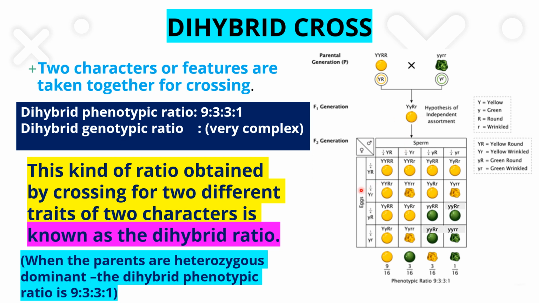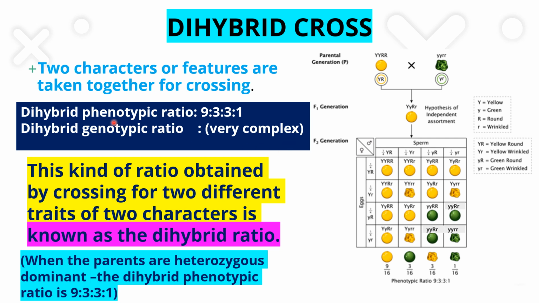Then in F2 generation, the phenotypic ratio will be 9:3:3:1. Remember, when this phenotypic ratio is 9:3:3:1 in a dihybrid cross, the parents will be heterozygous dominant. Very important, parents will be heterozygous dominant. Only in a dihybrid cross, the phenotypic ratio will be 9:3:3:1. The genotypic ratio of a dihybrid cross is very complex. You don't need to learn that in 10th.